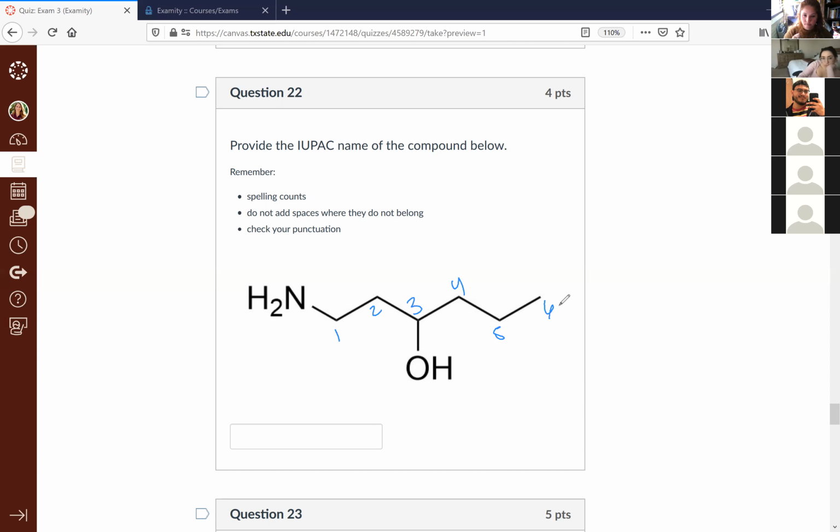Is it hexanol? Yeah, it's hexanol. And then we have to indicate where the alcohol is. So we have 3-hexanol. And then what else do we have to say? What is the substituent name for an amine? Amino. Right. So 1-amino-3-hexanol. I also plugged in 1-aminohexan-3-ol as a correct answer. So if you did it that way, you got the answer correct as well. Both are correct.